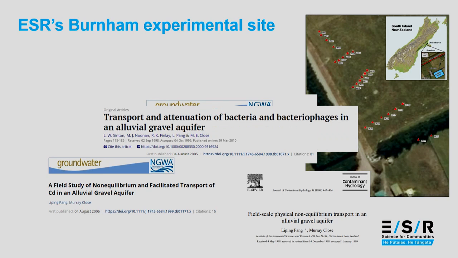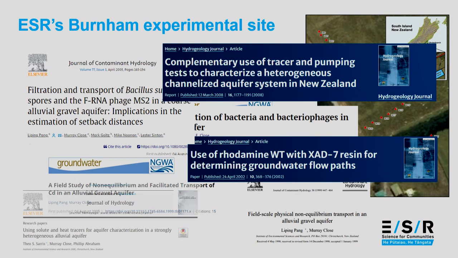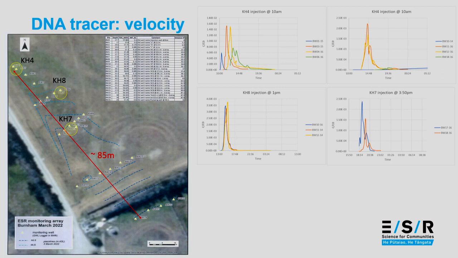Most of the time we've been using either surrogates, MS2 is safe to use and mimics the behavior of other pathogens. We have been using solute tracers, we have been using salt, heated thermal plumes, to try to understand the complex pathways in alluvial gravels, which have some very, very strange characteristics when it comes to transport of pathogens.